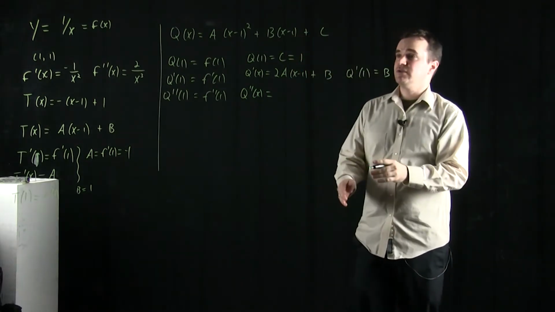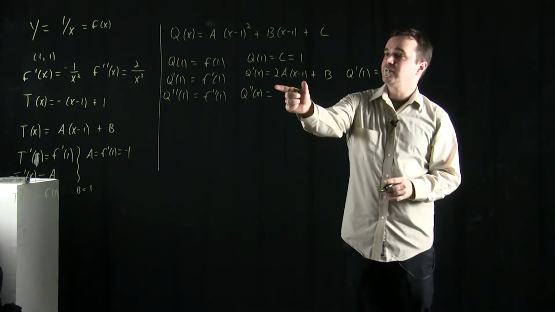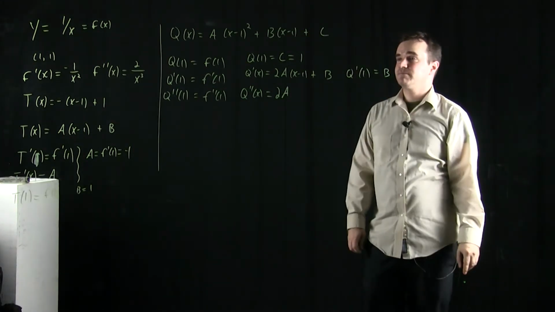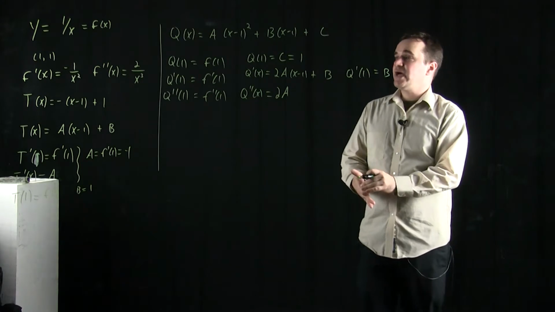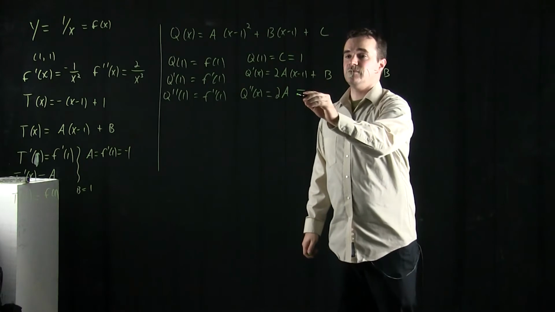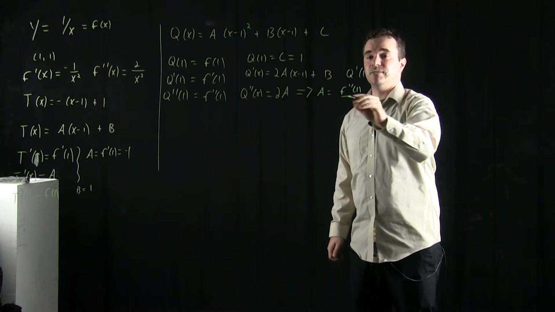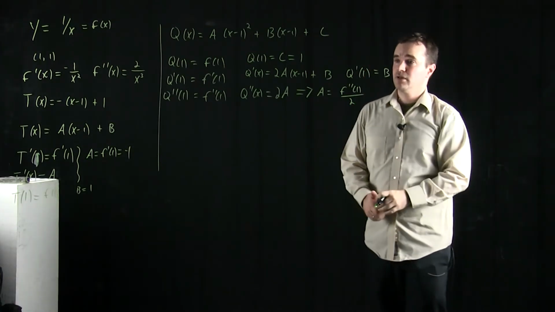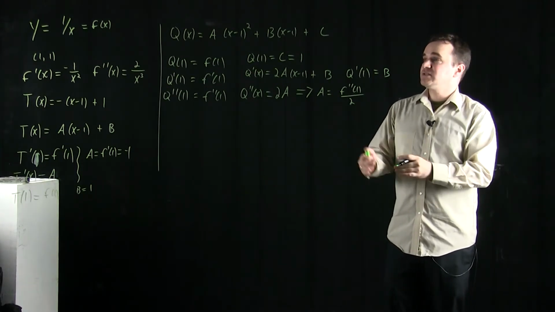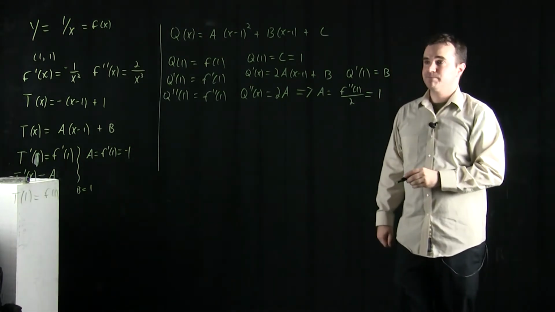And for the second derivative, I take the derivative of q prime, and this constant b now goes to 0, and the derivative of 2a times x minus 1 is equal to 2a. So 2 times a has to be equal to f double prime of 1, and so that's going to tell me that a has to be f double prime of 1, but actually I have to divide it by 2 because of this extra factor there. So f double prime of 1 is equal to 2, so 2 over 2, that's equal to 1.